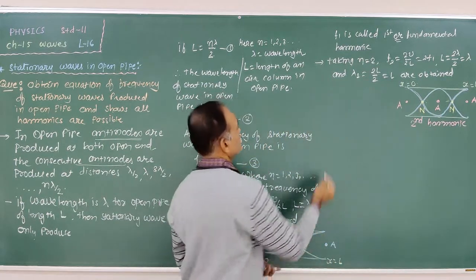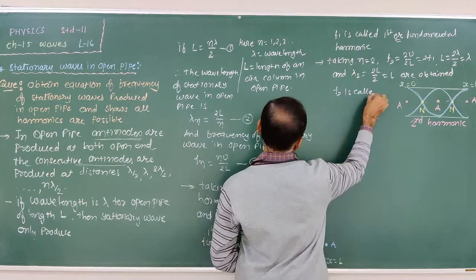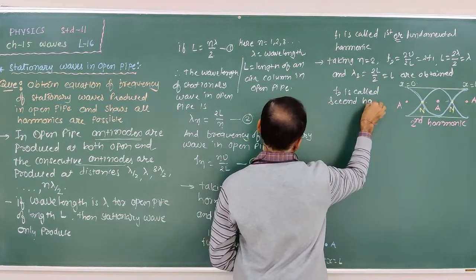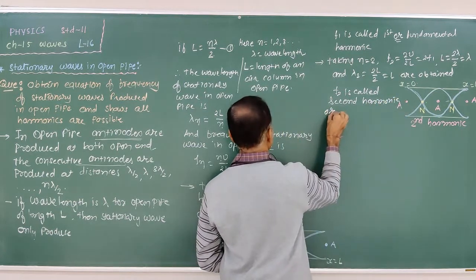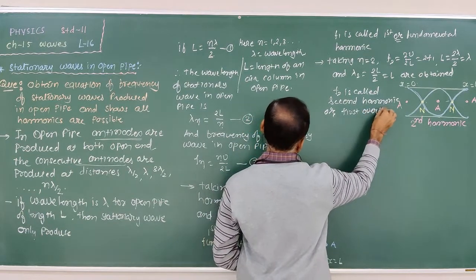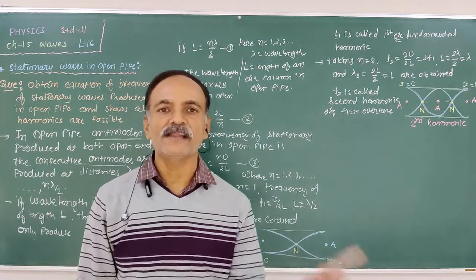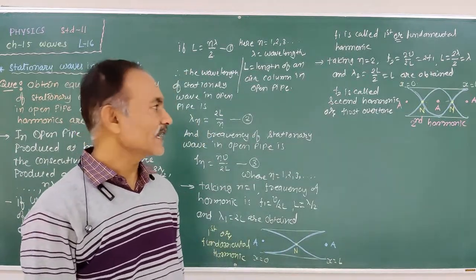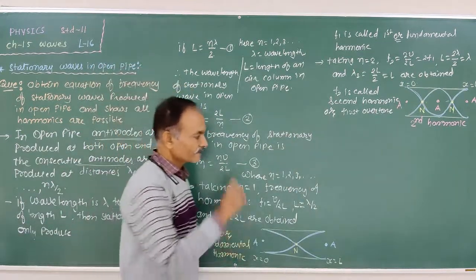F2 is called the second harmonic or first overtone. Overtone is always less by 1 than the number of the harmonic, in the case of a string and also in the case of an open pipe.